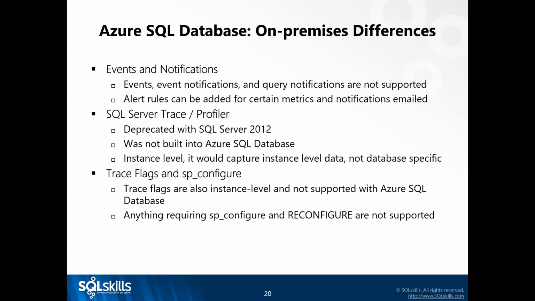There's no event notifications. You can set up alert rules for the predefined metrics and notifications that are built in, but you can't customize any of those. Trace Profiler doesn't exist with SQL Database. I mean, that was deprecated in 2012, was never built. And it's instance level, right? So that's kind of why, in a SQL database, it's database scoped, so you use extended events. Any global trace flags, anything requiring sp_configure, so you can't change max server memory or cost threshold. I mean, you have database scoped configuration, but you can't change your cost threshold for parallelism. Any of those instance level settings, they're off limits.